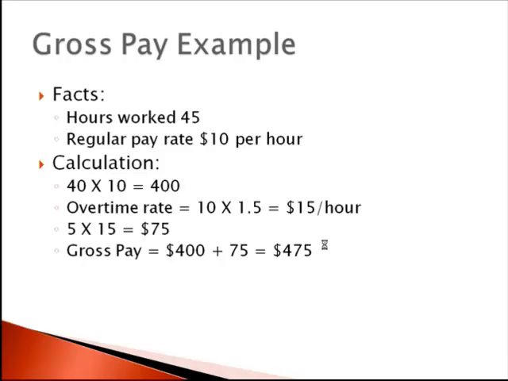So Betty worked 5 hours of overtime at her overtime rate of $15 per hour, and 5 times 15 is $75. So Betty has earned $400 of regular pay and $75 of overtime pay, and 400 plus 75 makes her gross pay of $475. This gross pay is the starting point for calculating the various liabilities that we discussed on the previous slide, and we will demonstrate in calculating on the following slide.